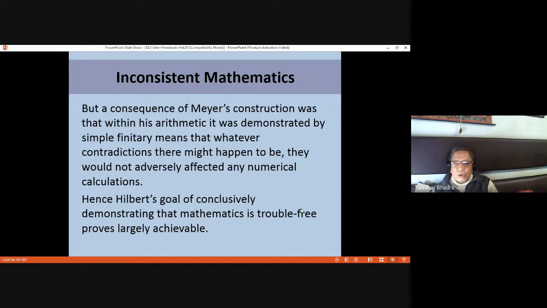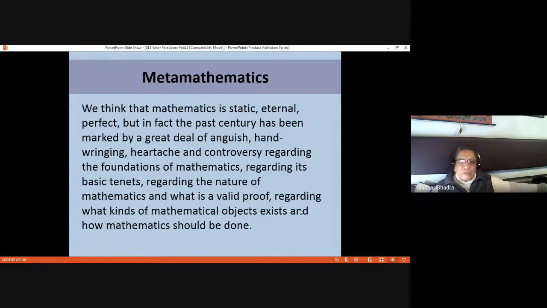Hence, Hilbert's goal of conclusively demonstrating that mathematics is trouble-free proves largely unachievable. We think that mathematics is static, eternal, perfect, but in fact, the past century has been marked by a great deal of anguish and lingering, hot attack, and controversy regarding the foundation of mathematics, regarding its basic tenets, regarding the nature of mathematics, what is a valid proof, what kind of mathematical objects exist, and how mathematics should be done.